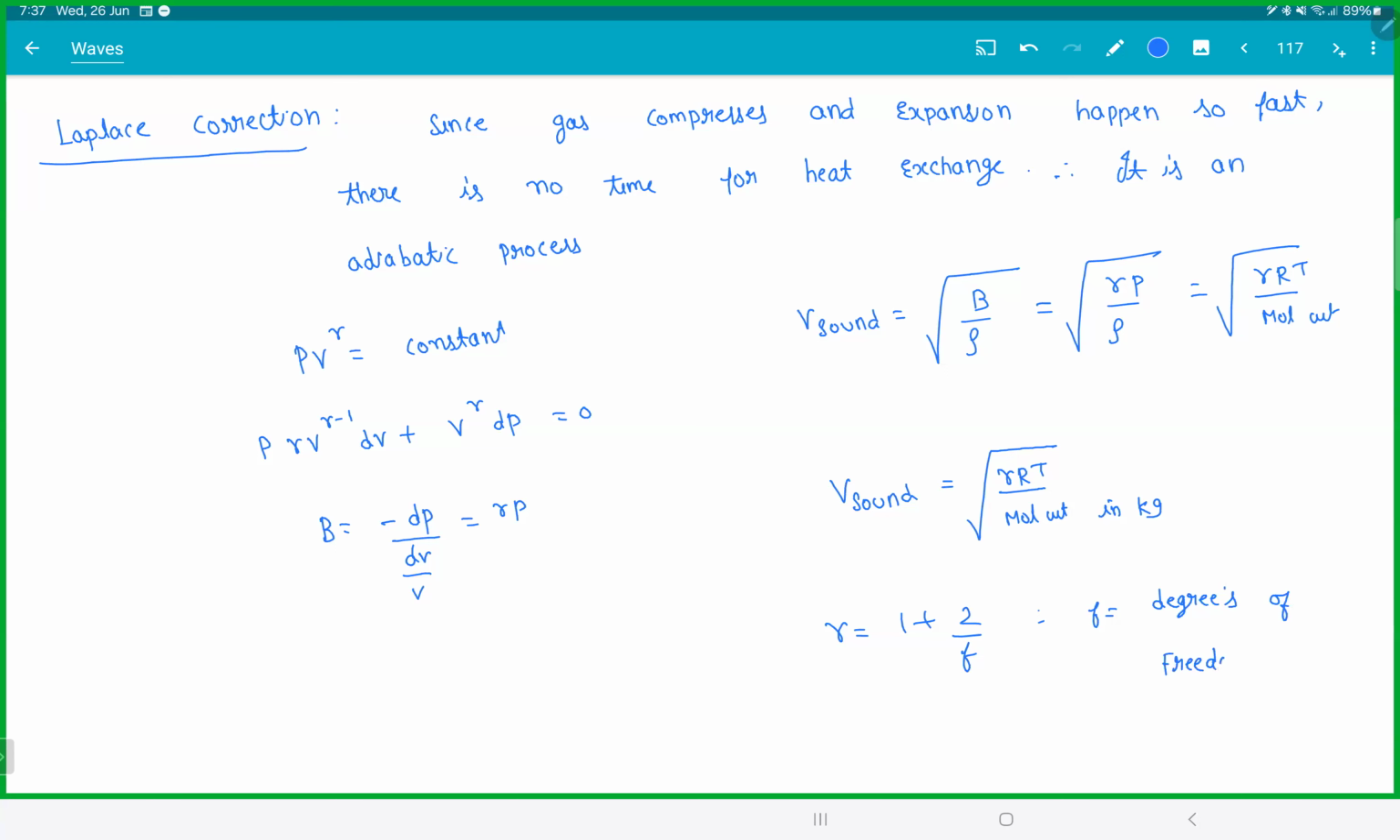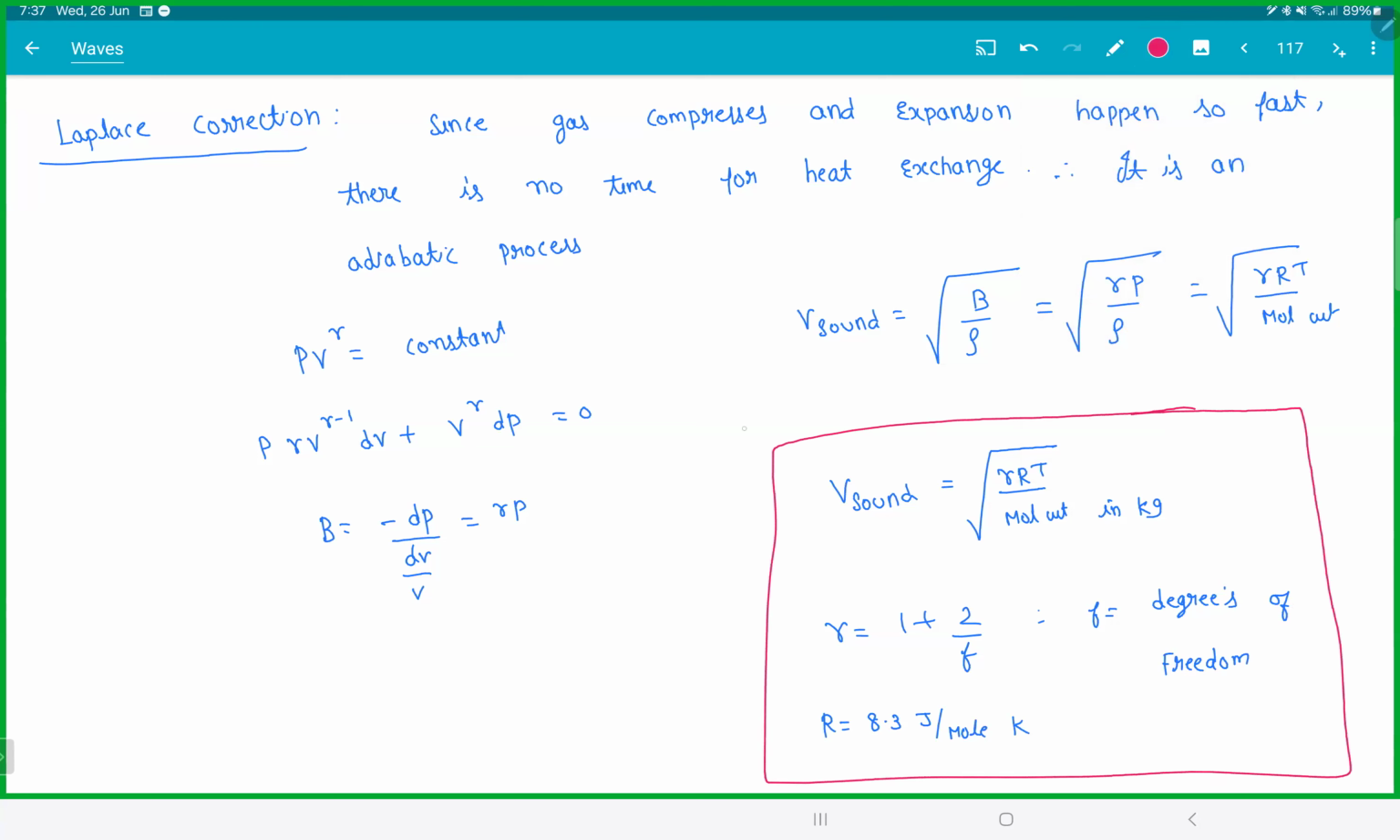Temperature should be in Kelvin, R is your gas constant. This is the velocity of sound in air or in a gas. But if they ask you velocity of sound in water, then use bulk modulus by rho. You can't use gamma RT by M. There is no gamma for water. This is for gases.